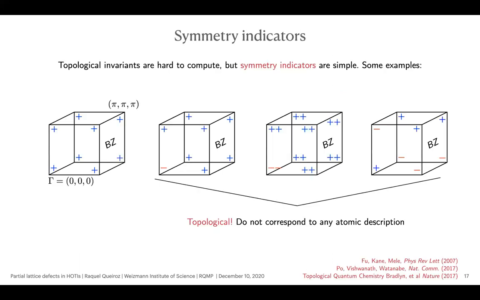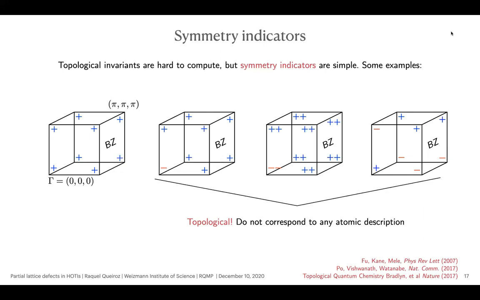If you are going to look at a specific model, or you do a DFT calculation in a specific material and you compute these symmetry eigenvalues, then you can get various things. And if you get these, you know precisely that this is an atomic band, but you can get other configurations. And it turns out that none of these are compatible with choosing a single position and an orbital. So these symmetry eigenvalues could never be achieved by choosing a position and an orbital, which means that they're topological just by definition.